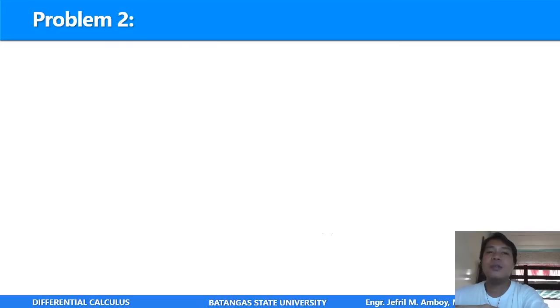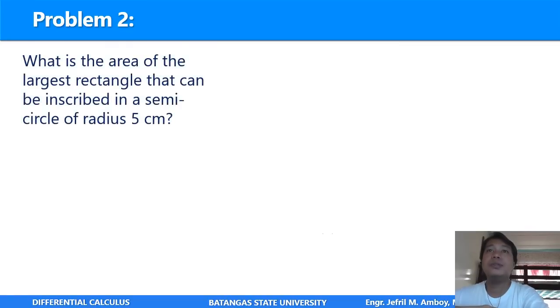Okay, so now let us solve the second problem. Problem number 2. Okay, let me read the problem. What is the largest area, or what is the area of the largest rectangle that can be inscribed in a semicircle of radius 5?